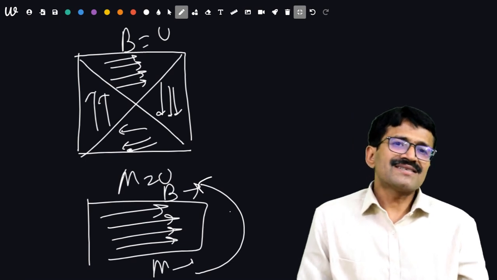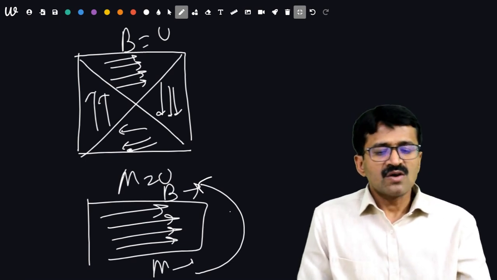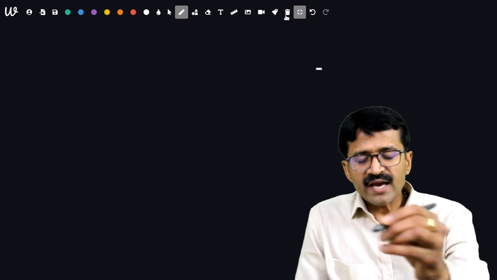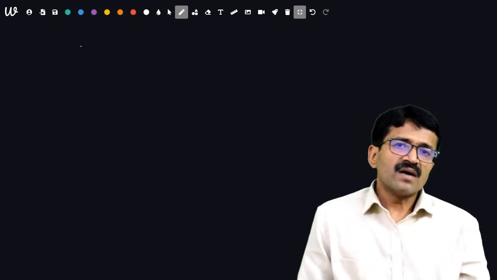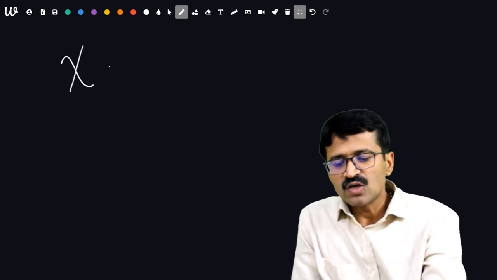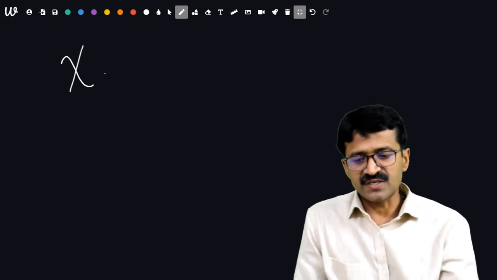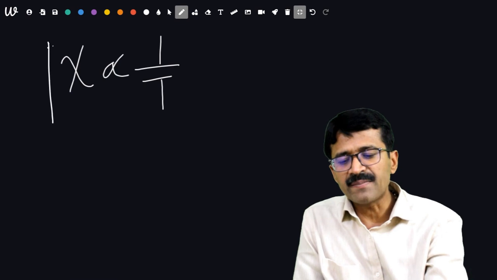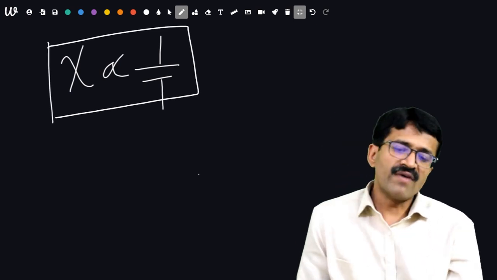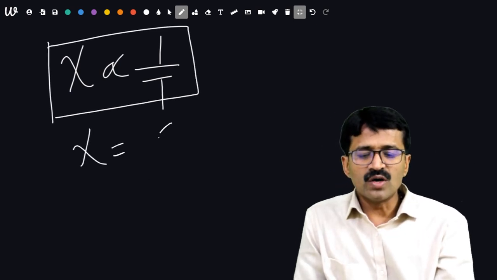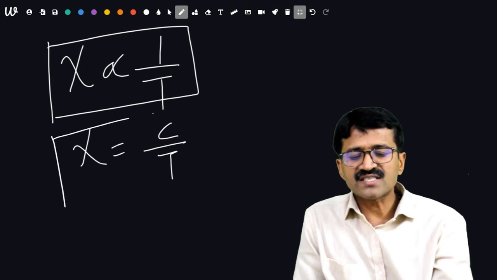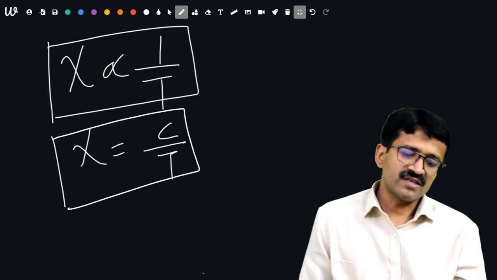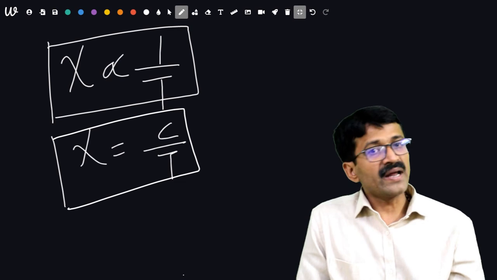On this basis, there are two laws. One is Curie law. According to Curie law, the magnetic susceptibility of a paramagnetic substance is inversely proportional to absolute temperature. Chi proportional to 1 upon T. Chi is equal to C upon T, where C is Curie's constant. But this is applicable for paramagnetic substances only.